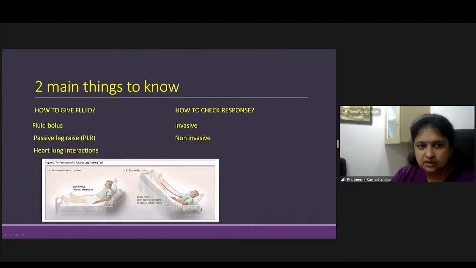And we also look at the heart-lung interactions if the patient is ventilated or spontaneously breathing. If the patient is taking a deep breath, what is happening to the blood pressure? So this is what we decide to do. Okay, we can give fluid, we can work on it, but how to check the response? That is where we need hemodynamic monitoring, invasive and non-invasive. So we are starting at the bedside. So how do we know what the response is?